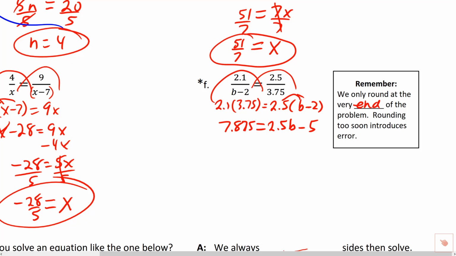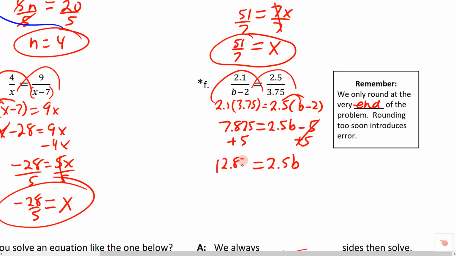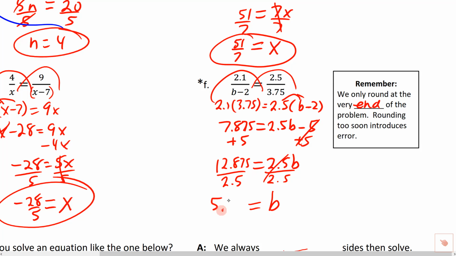Excellent. And then we're going to finish this off by adding 5. So those will cancel, and we'll have 2.5b on this side. Grab that calculator again. We're going to take that number, hit plus, and add 5 to it. So we hit enter, 12.875, and then we're going to divide by 2.5. All right, so we get our answer here on the calculator. We take that 12.875 and divide it by 2.5, and let's see what we get. So 5.15.